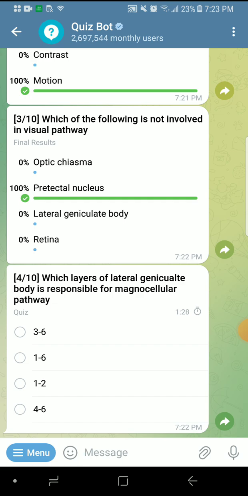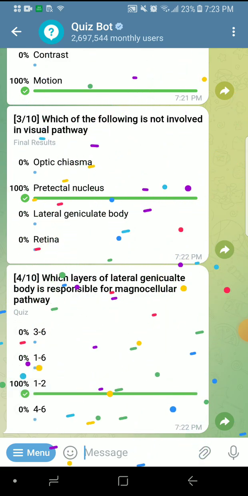Ganglionic M cells project to the magnocellular pathway, to 1 and 2 layers of LGB, that is for motion sense, while the P cells, the parvo cells, mean smaller cells. Parvo in English means smaller. They project to the parvocellular pathway, that is 3, 4, 5, 6 layers of LGB, that is responsible for color, contrast and form sense. So magnocellular pathway is the 1 and 2 layers of the LGB. M for magno, M for motion.